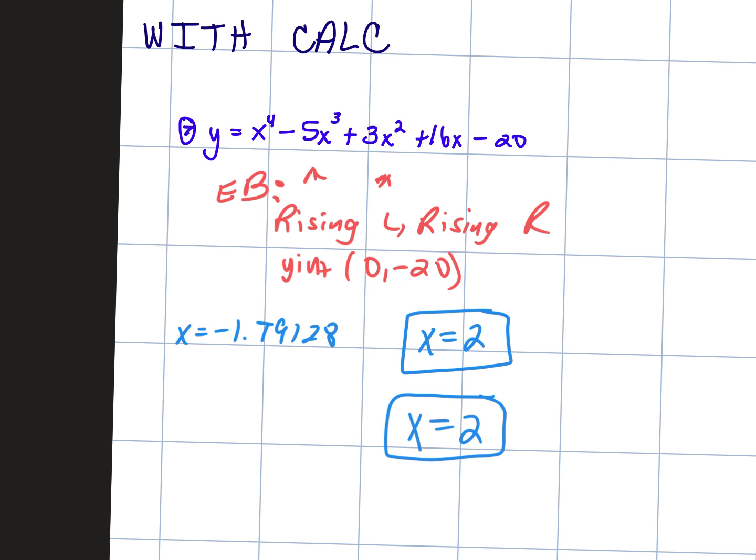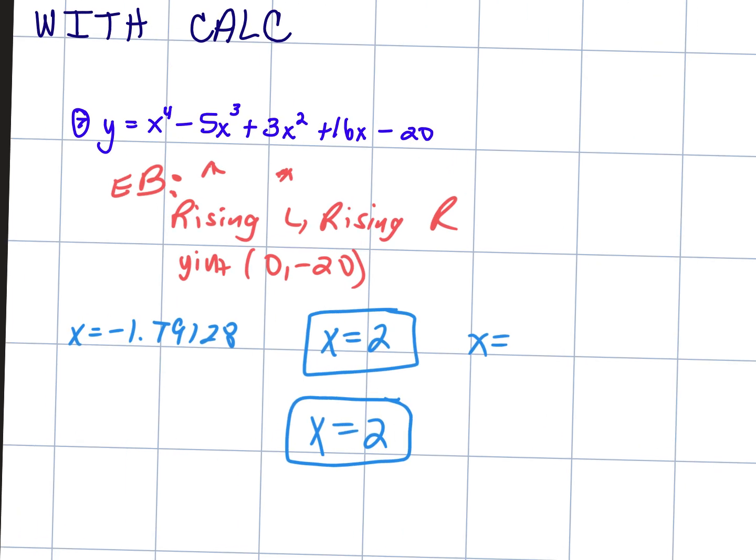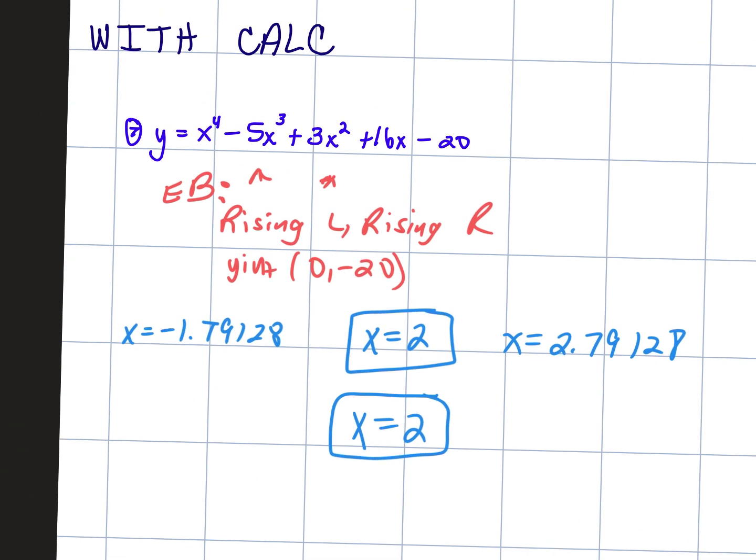But let's go ahead for practice. Let's find the one to the far right. Let's go over to the far right. Second, trace 2. And let's find what the decimal equivalent is to that one on the far right. What'd you guys get? X equals 2.7912.